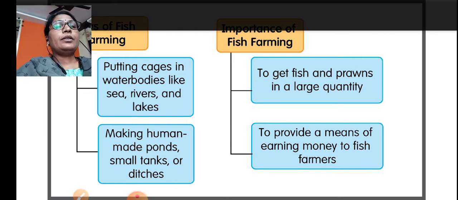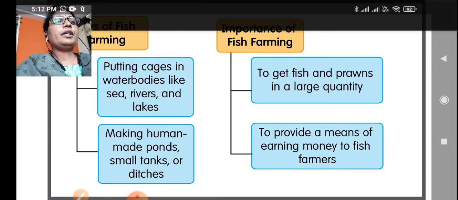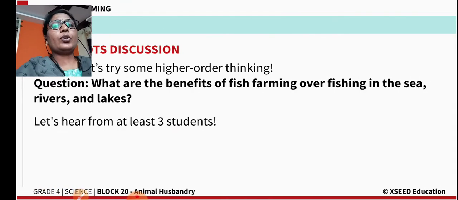And why they are actually opting the fish farming as career means to get the fish and prawns in a large quantity to provide a means of earning money to fish farmers. To earn the money, they are opting this as an occupation.